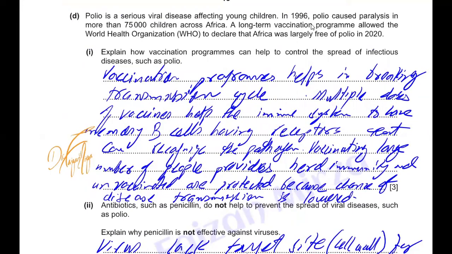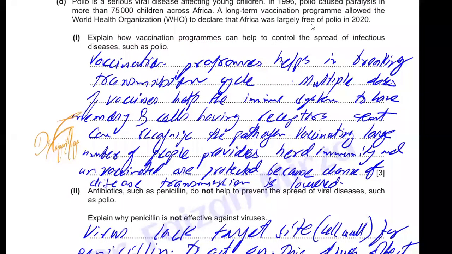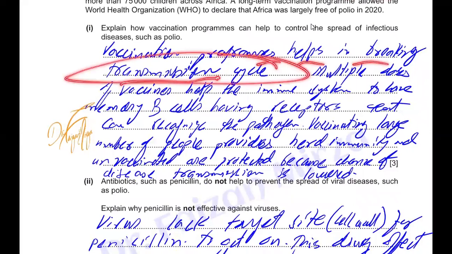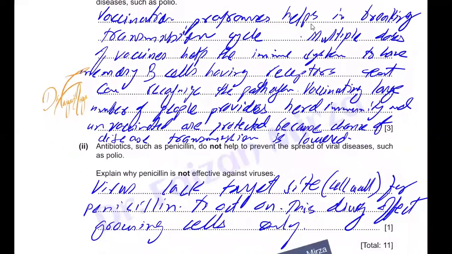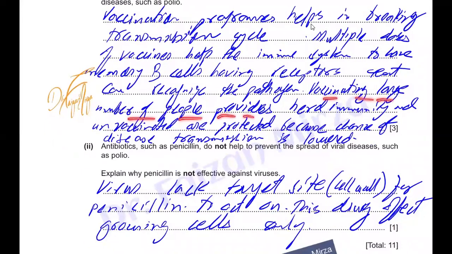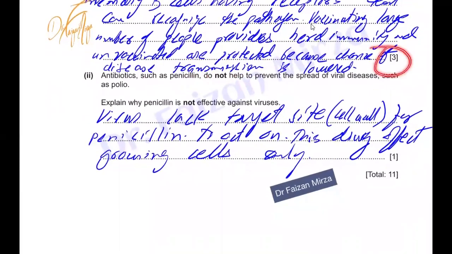Then they move on to polio. It's a serious viral infection. In 1986, polio caused paralysis in more than 75,000 children across Africa. Explain how vaccination programs can help to control the spread of infectious diseases such as polio. We know that vaccination programs help in breaking the transmission cycle. The most important thing is that they break the transmission cycle. Multiple doses of vaccine help the immune system to have memory B cells with receptors to recognize the pathogen of polio or another infectious disease, whichever is being vaccinated for. Vaccinating a large number of people provides herd immunity. In herd immunity, when a large number of people have been vaccinated, the unvaccinated people are protected because the chance of disease transmission is lowered. So these points can be added for 3 marks.